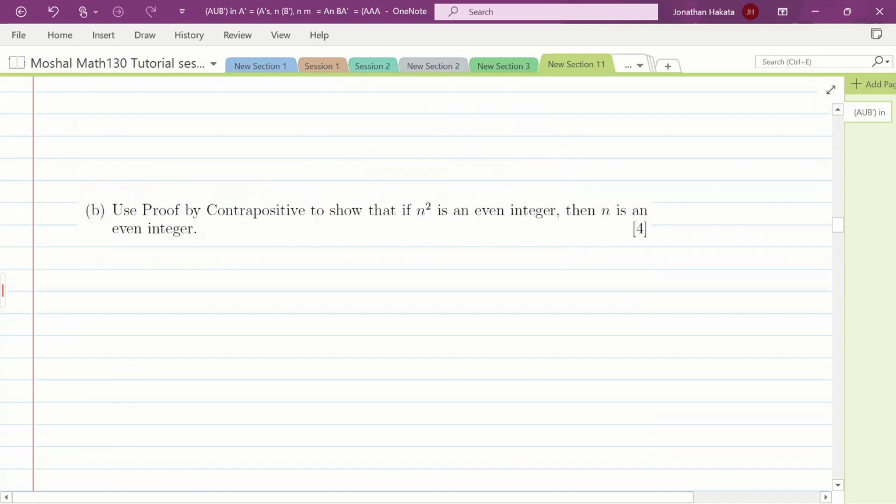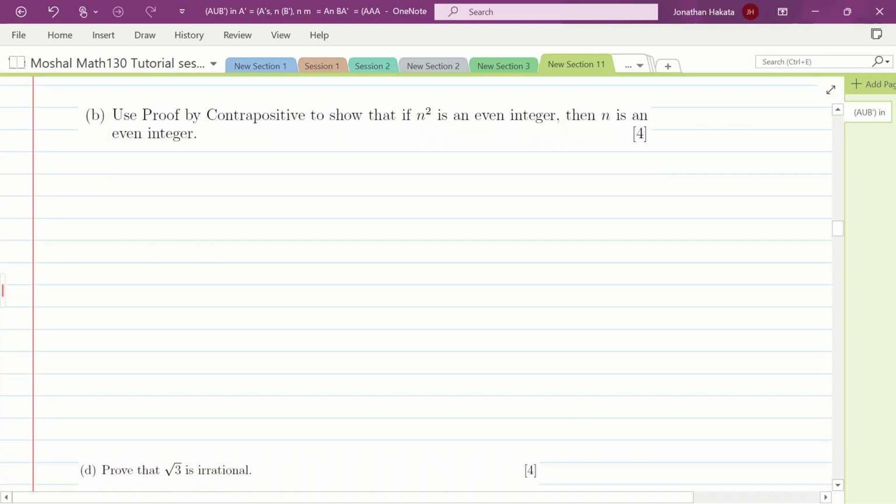Alright? So let's try use proof by contrapositive. Remember, if you can prove the contrapositive of any given statement, then that statement is true. If the contrapositive is true, then the statement is true. I'm sure you remember we did quite a number of these examples before. So use proof by contrapositive to show that if n squared is an even integer, then n is an even integer.